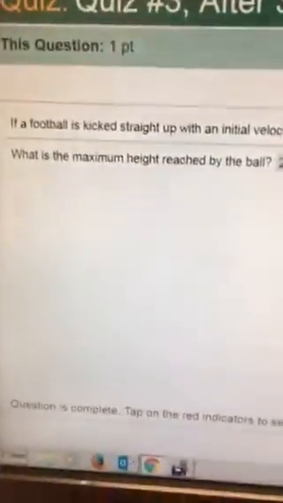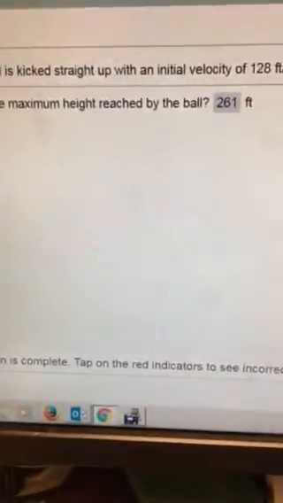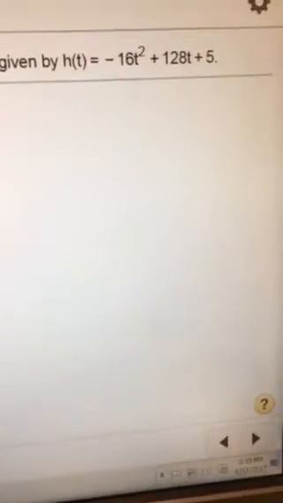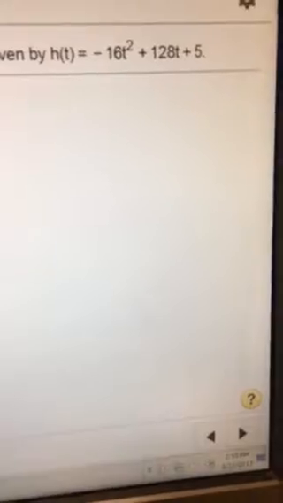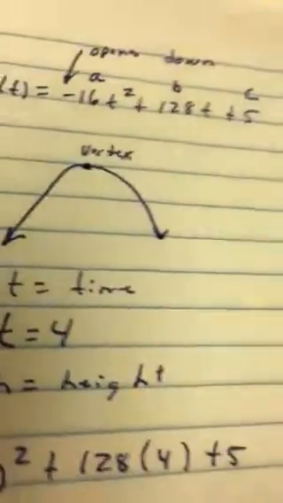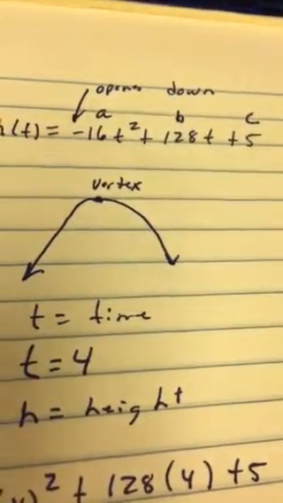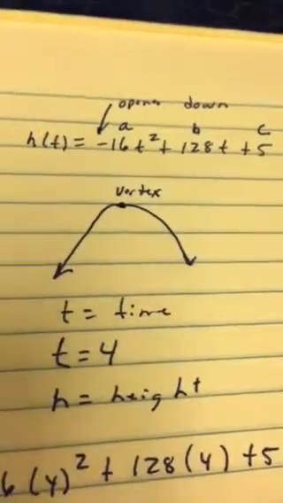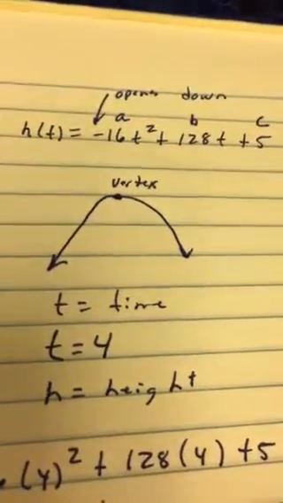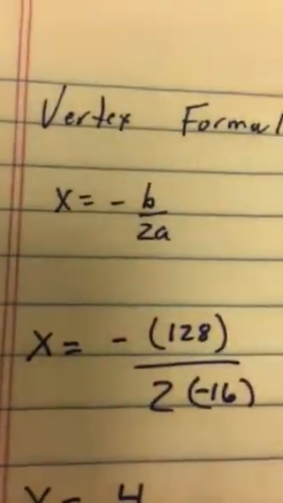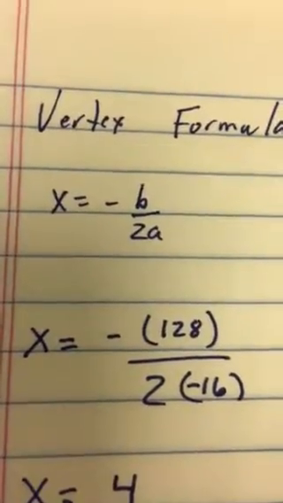And they ask you, what is the maximum height reached by the ball? So if you notice in this function, it starts off with a negative in front of the t squared. So when we look at this, it looks something like this. It's opening down because we have a negative in front as our a term. And notice it asks us to find the maximum height. That is your vertex, and your vertex formula is negative b over 2a.